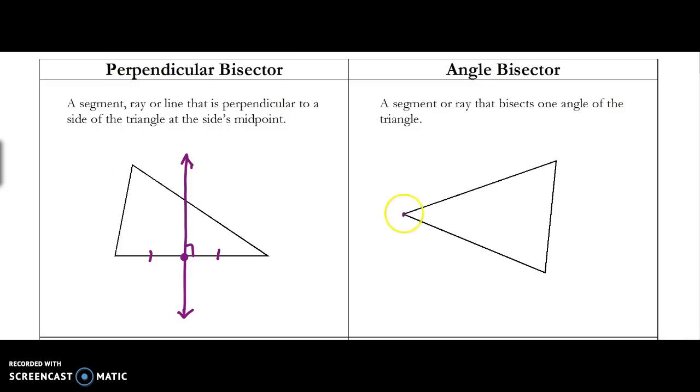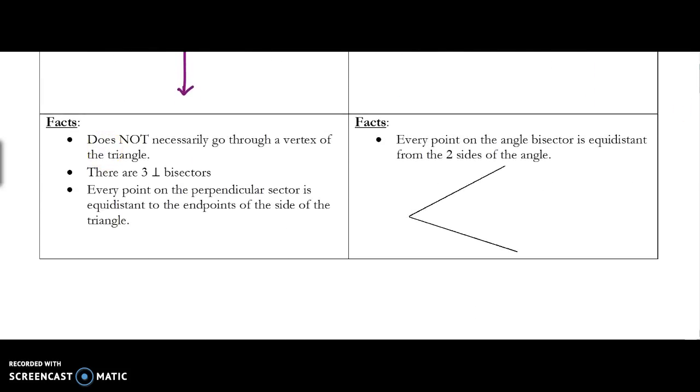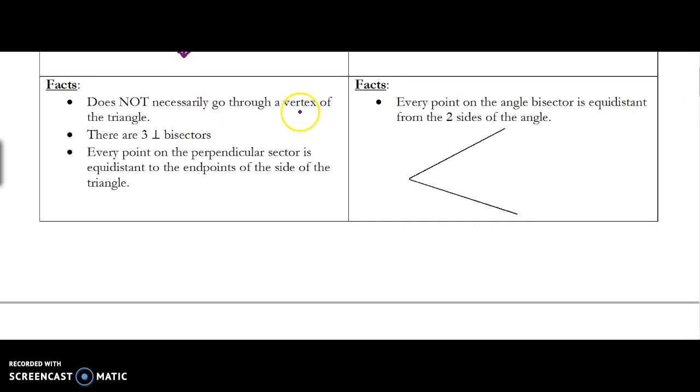In an angle bisector, again, we're going to start at a vertex, and then we're just going to go across, creating two congruent angles. So some things we need to know, again, that perpendicular bisectors do not necessarily go through a vertex of the triangle. There are three perpendicular bisectors, so every single side has one. And every point on the perpendicular bisector is equidistant to the endpoints of the side of the triangle. So let's say this is that side of the triangle we just drew up top. If we were to draw that perpendicular bisector, we know these are congruent. That's our perpendicular bisector.